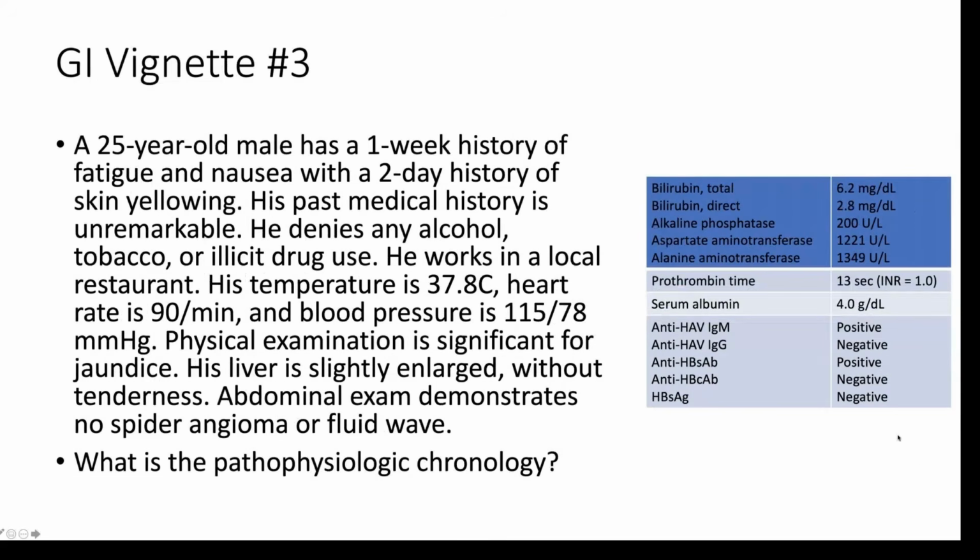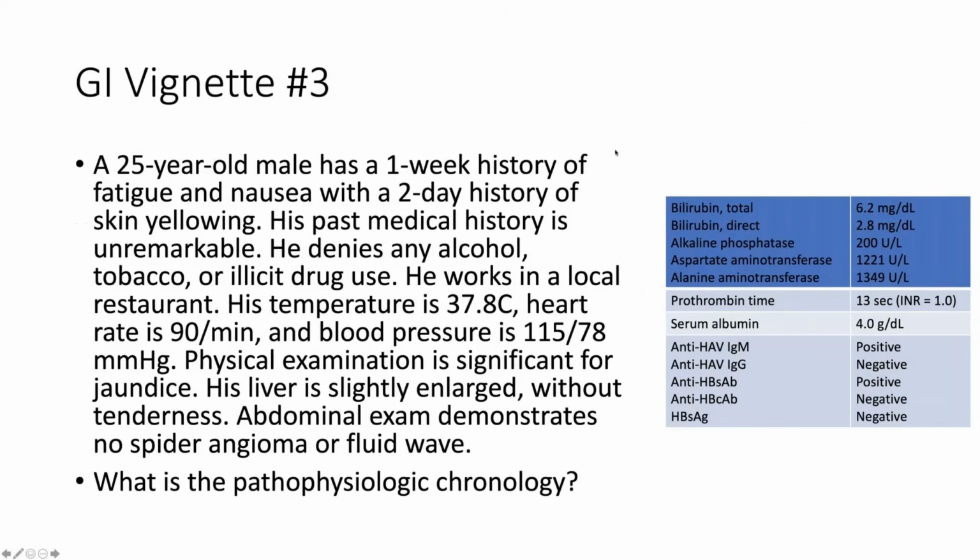All right, so I want you guys to update your pathophysiologic chronologies and we will talk about it. So what I'm going to do is, instead of just reading it, I'm going to actually read it and analyze it as if I was going to do it myself. So got a young guy, has a 1-week history of fatigue and nausea with 2 days of yellow skin. So he's got jaundice for 2 days.